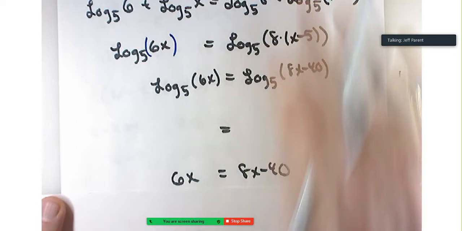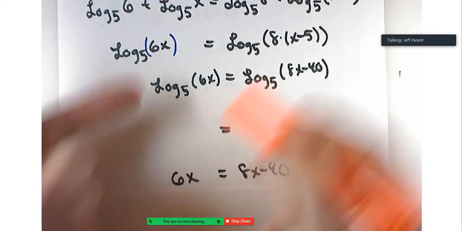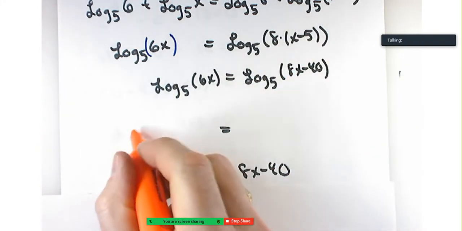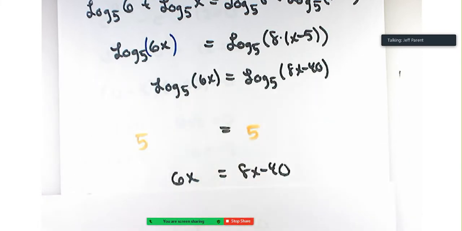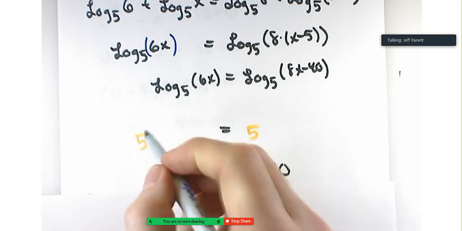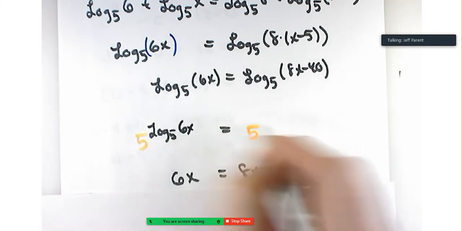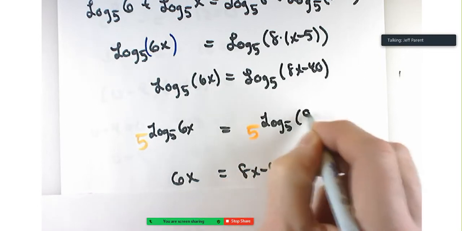Let's jump on down here. This is what I expect to see on your test. If you want an extra credit point, then maybe you'll show me the step that allows me to get here, the missing step. And that'd be, I'm going to exponentiate both sides with a base of 5. So it's going to be 5 raised to the log base 5 of 6x, and 5 raised to the log base 5 of 8x minus 40.